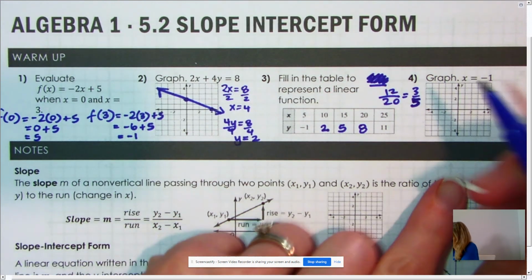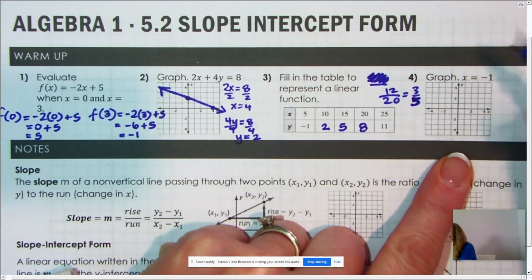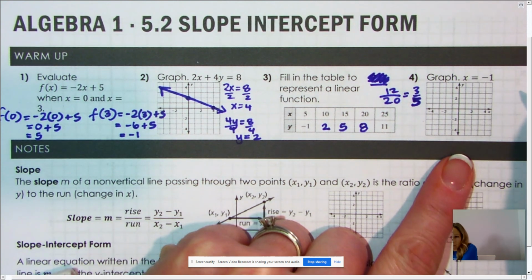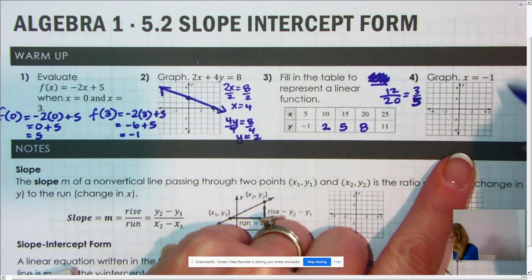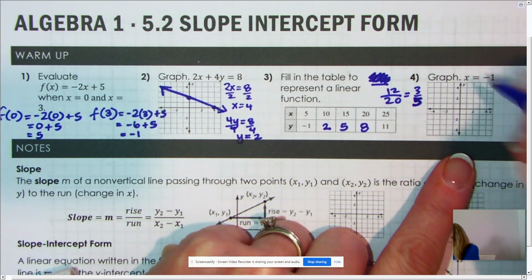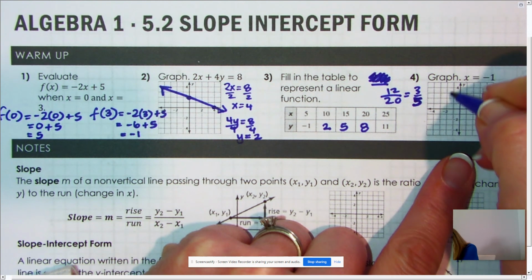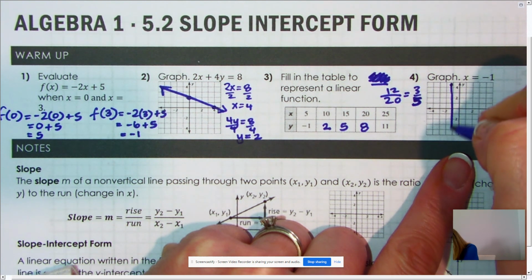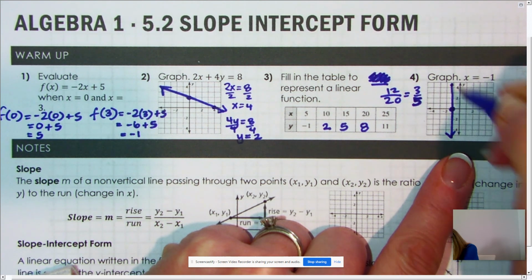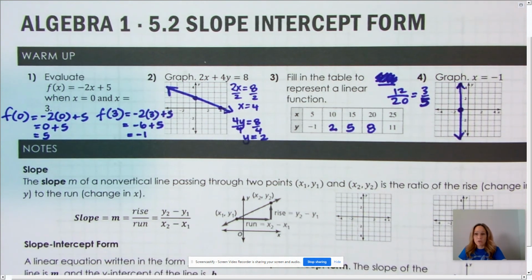And then question number 4, we are going to graph x equals -1. Remember, this is different than an x-intercept. This means that x always equals -1. So I find -1 on the x-axis, and then I pass through it with a vertical line.